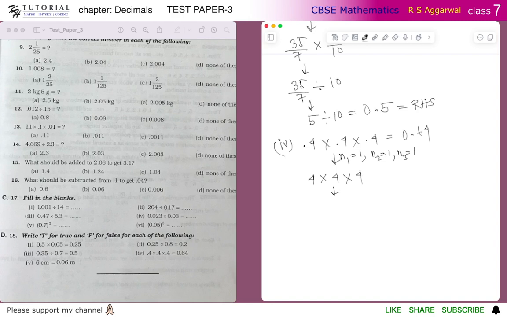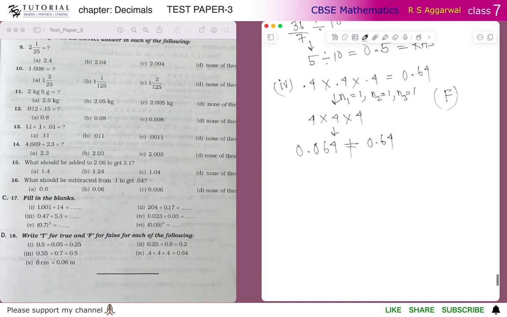So this becomes 64. Now we have to put the decimal point in the 64 in such a way that its decimal places becomes n1 plus n2 plus n3, which is 3. So the result should be 0.064, and this is obviously not equal to 0.64. So this is a false statement.